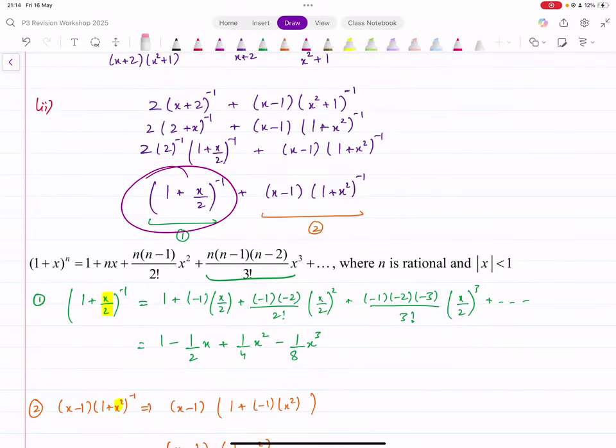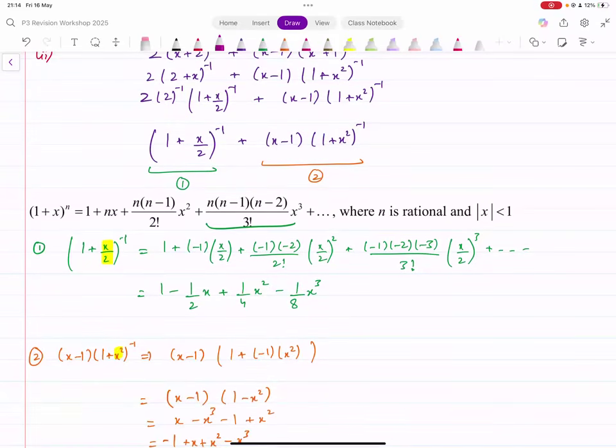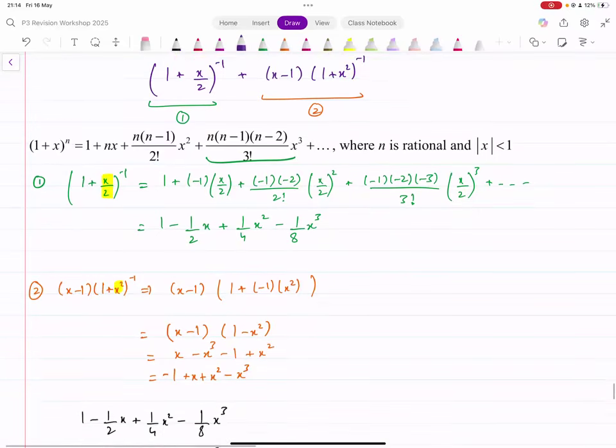Then we expand these two separately. Again, pick up the complete expressions. Pick up the complete thing from here. 1 plus x over 2 whole power minus 1. That's your first expansion. Simplify that. This is what you end up getting from that. Similarly, do the other one. The whole thing, x minus 1 into 1 plus x squared whole raised to power minus 1. Do this expansion.